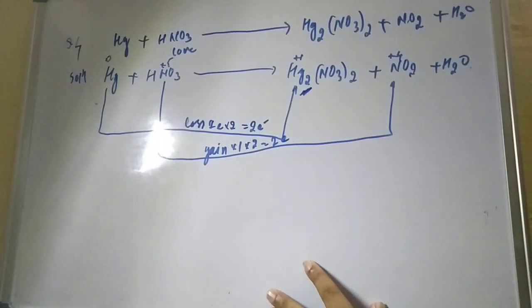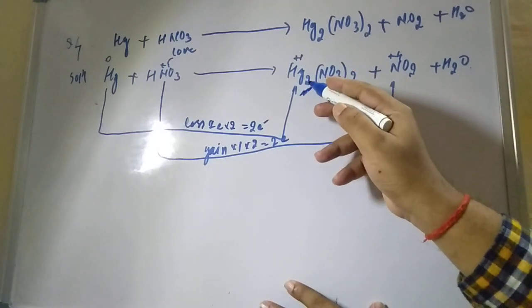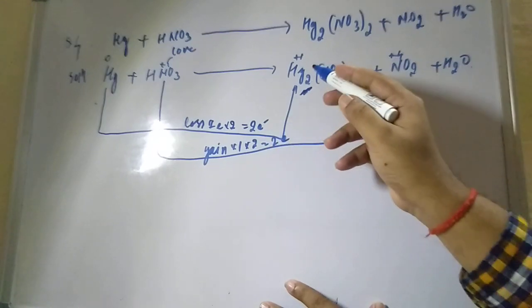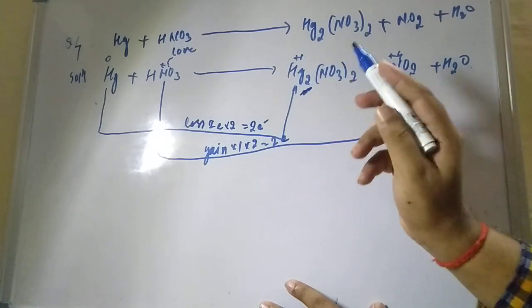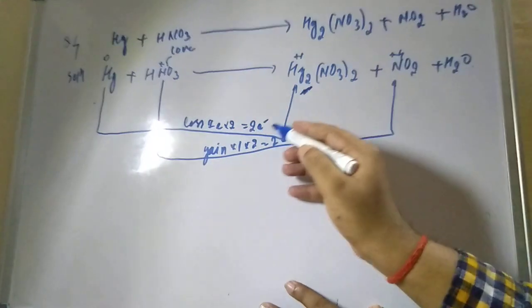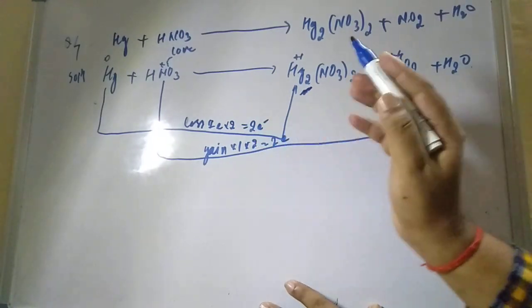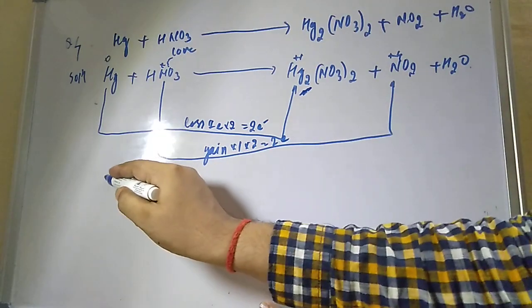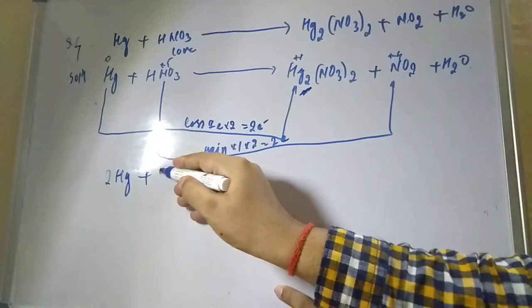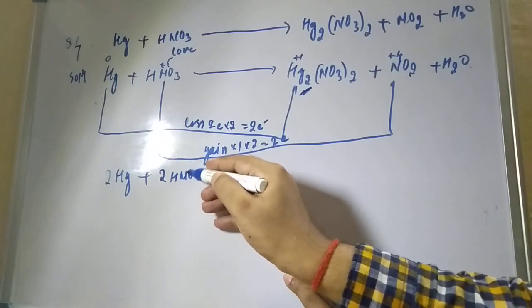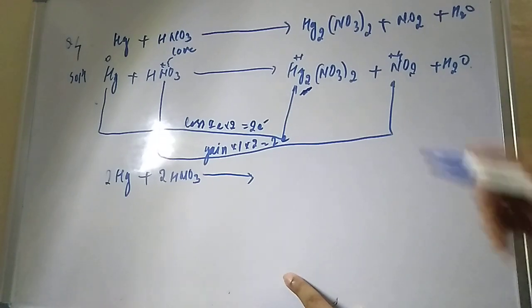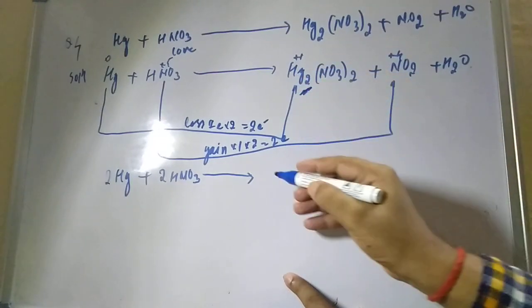This coefficient also we have to take into consideration. If you are taking 2 Hg, we have to multiply by 2, so 2 electrons. Per Hg atom plus 1 is there, so per 2 Hg atoms plus 2 will come. So here you multiply this line by 2 and this line also, both lines by 2. So 2 Hg plus 2 HNO3, giving rise to what? 2 is already there, so there is no need to multiply here.